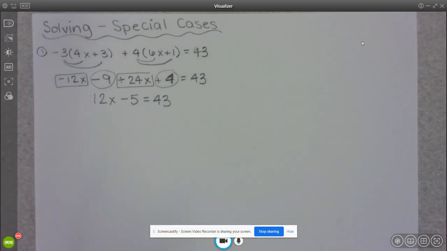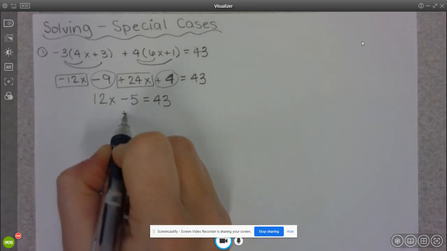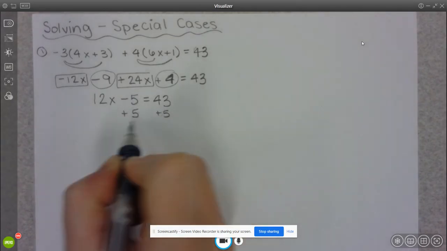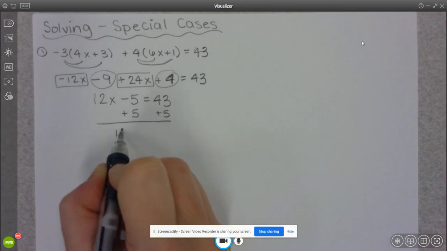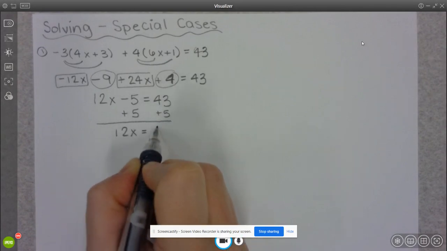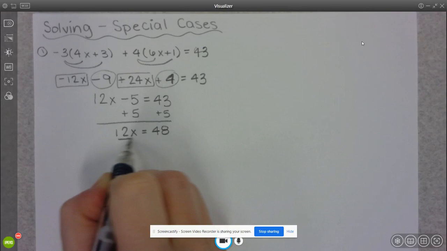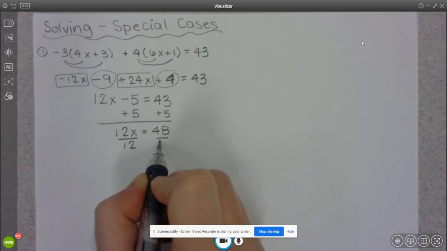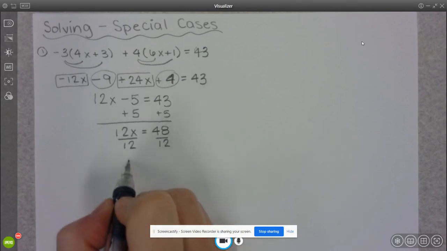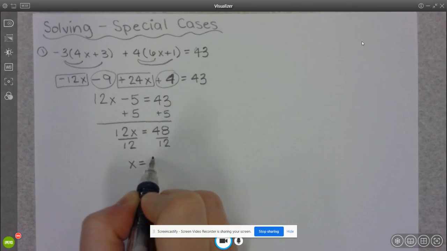Now, since I've combined all my like terms, I'm at a spot just like we were yesterday, and I can go ahead and start solving this just like yesterday's lesson. So I'm going to have 12x being equal to 48. I'm going to divide by 12, which gives me x being equal to 4.